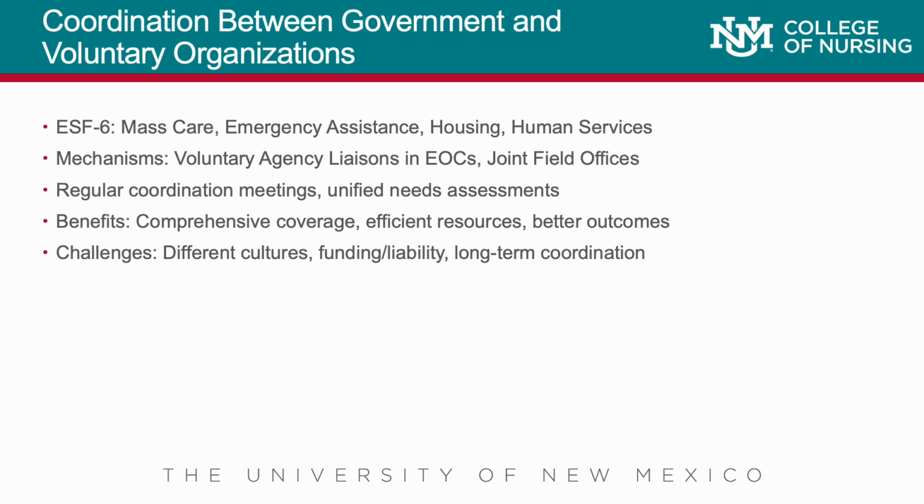Obviously, there are always challenges, but some of the things to remember is that ESF 6 does mass care and emergency assistance for housing and human services. The volunteer liaisons have somebody in the EOC. They all coordinate regularly, but they face challenges. There are different cultures, there are funding issues and liability, and there's always long-term coordination that is ongoing.